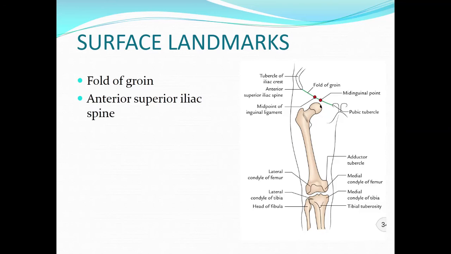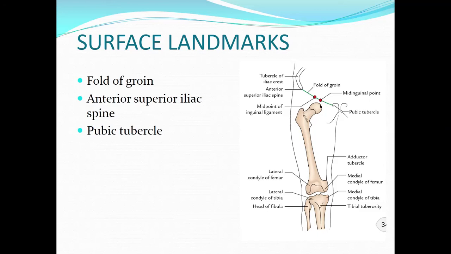Next is anterior superior iliac spine. On the lateral aspect of the upper part of thigh you can feel an arch-like structure, a bony arch, and this is the iliac crest. The anterior most part of iliac crest has a prominence known as anterior superior iliac spine. So this is anterior superior iliac spine.